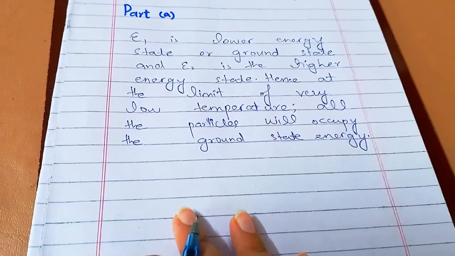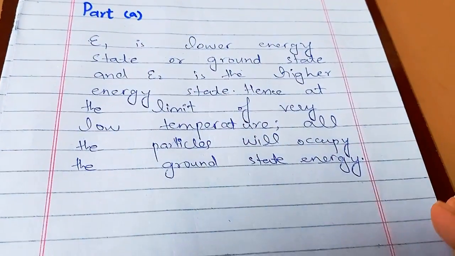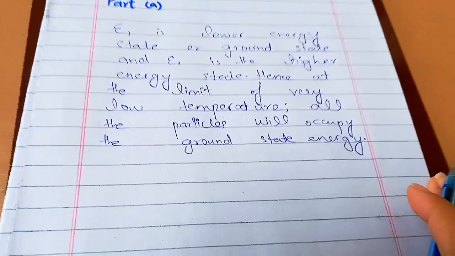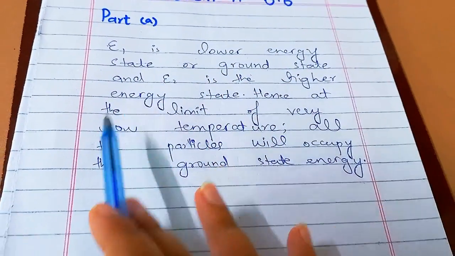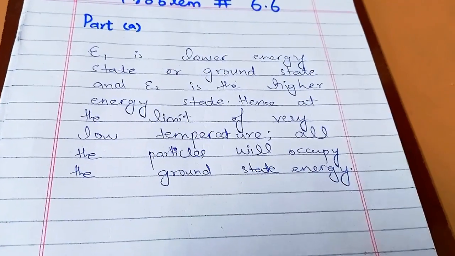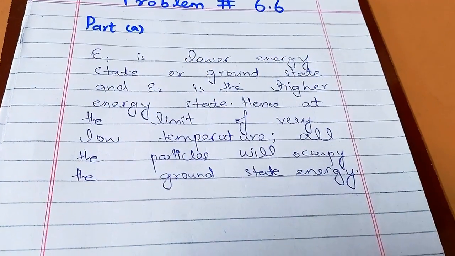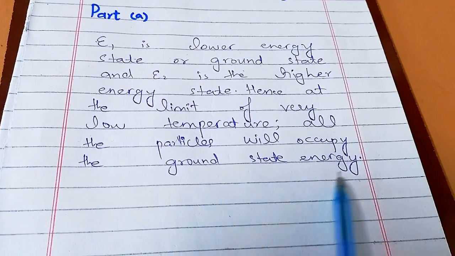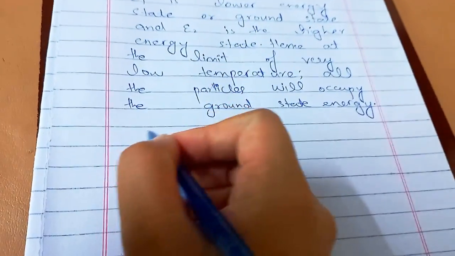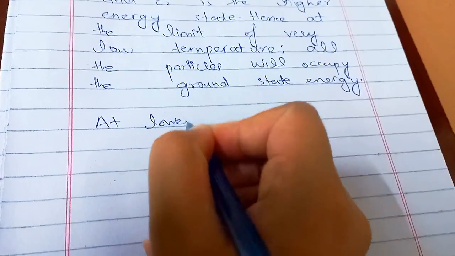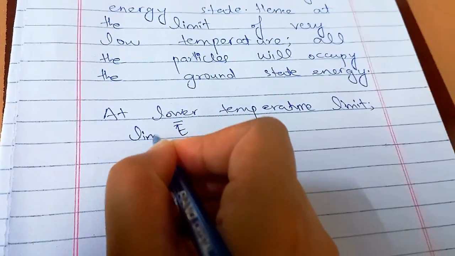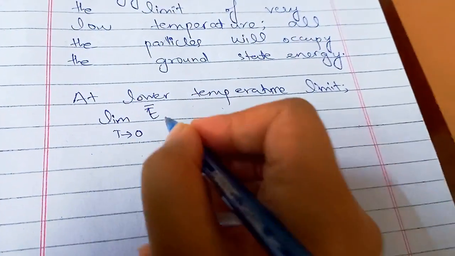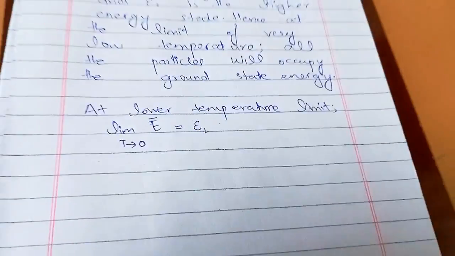Okay, that is why all of the particles will occupy the lowest possible energy state that is available to them, and in that case we have E1 as the energy state which is the lowest. That is why at the limit of very low temperature, at the limit of very low thermal energy of the particles, all of the particles will occupy the ground state energy, and hence we can say that at the low temperature limit, average energy of the particles, we can write it like that: limit temperature approaches 0, E bar would be equal to E1 simply.